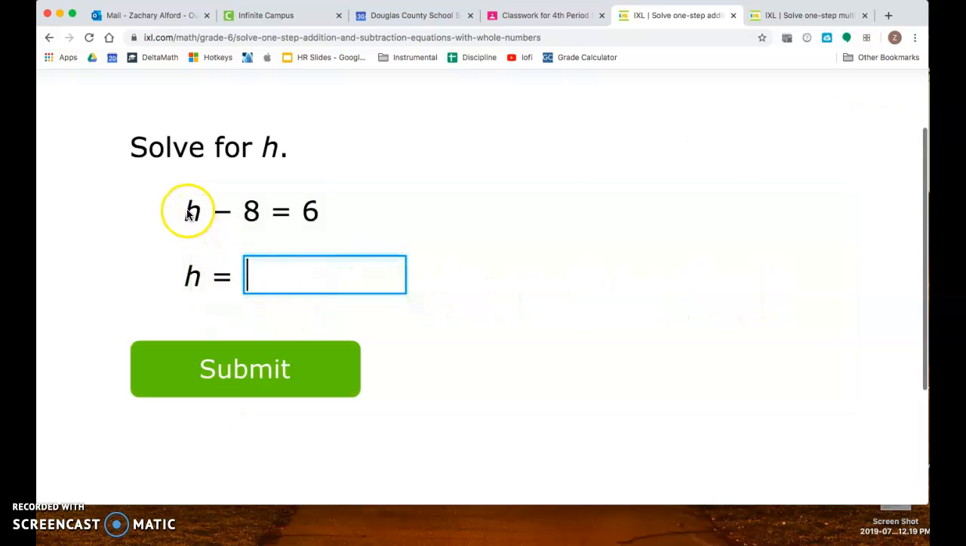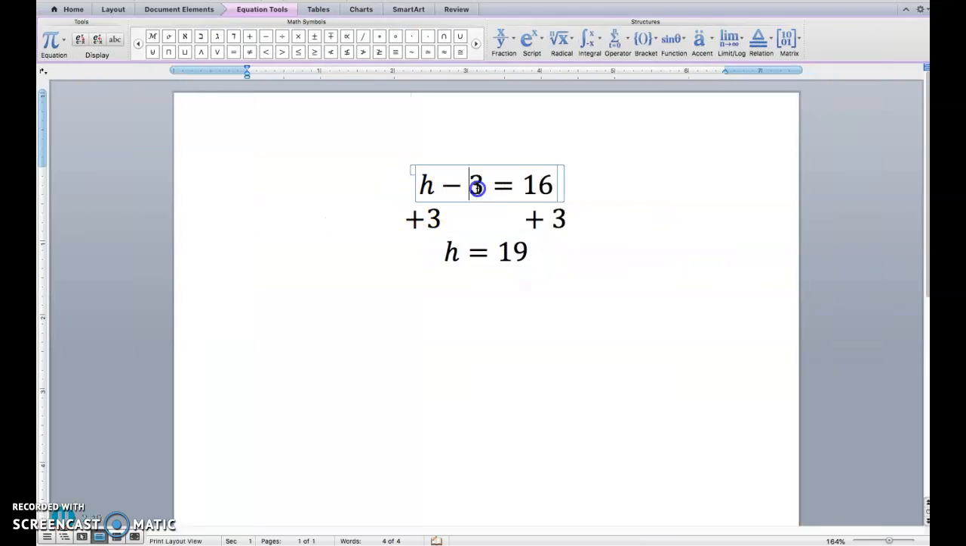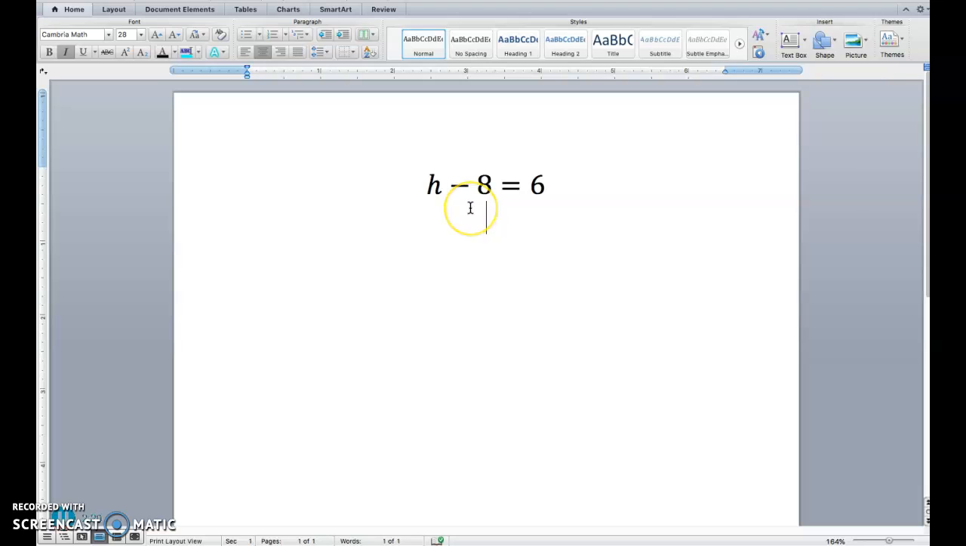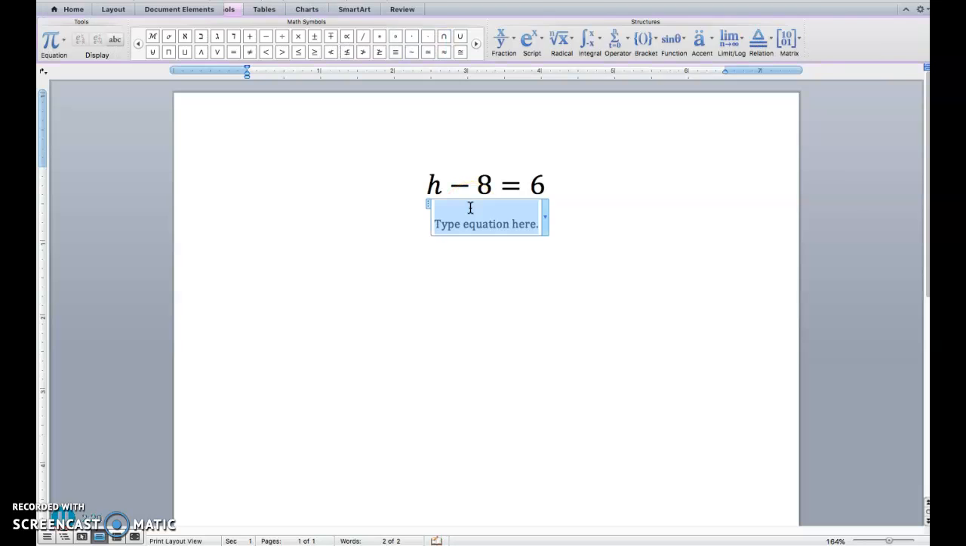Cool. All right, h minus 8 equals 6. H minus 8 equals 6. So one more problem like this. I want to undo subtracting 8. Well, that means I need to add 8. Okay, if I add 8 on the left side of the equation, I add 8 on the right side of the equation too. Cool.